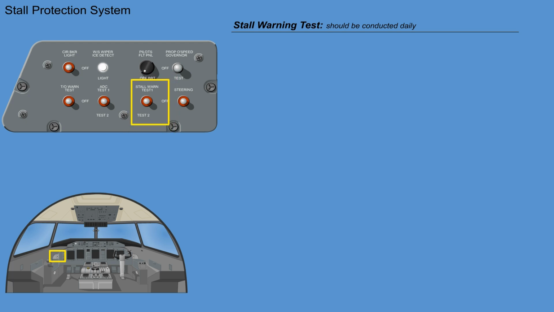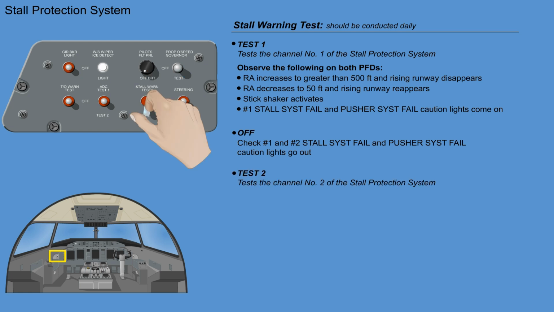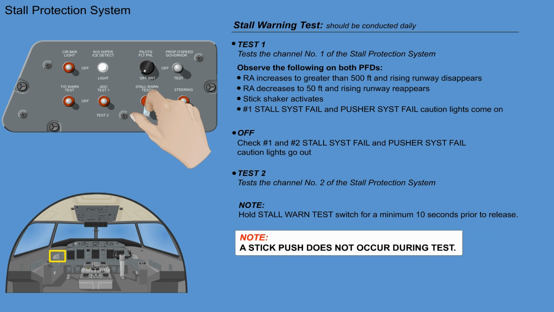A stall warning test should be conducted daily. To perform the test, the stall warning toggle switch is set to test 1, and then to the test 2 position. The switch must be held in the appropriate position for more than 10 seconds.